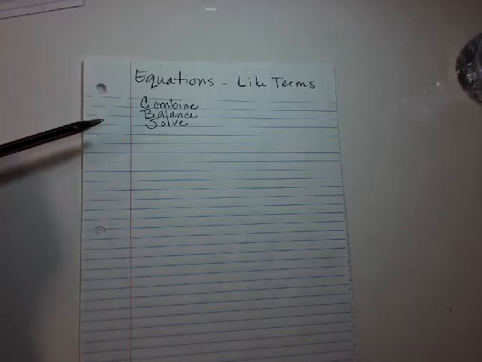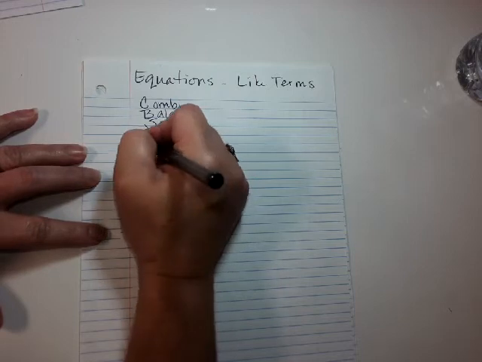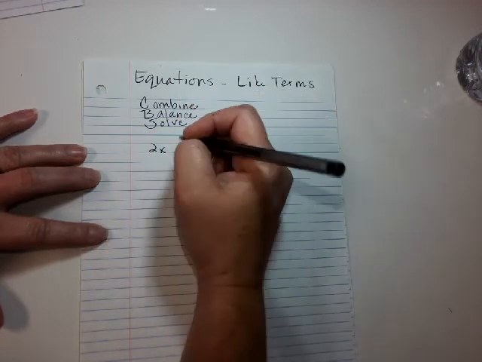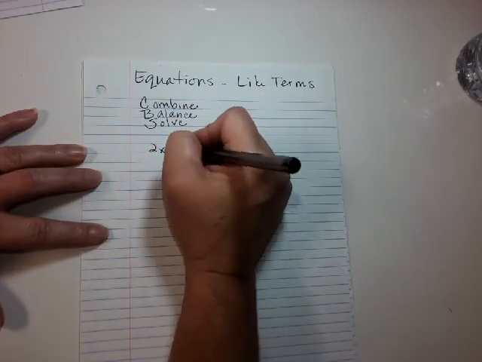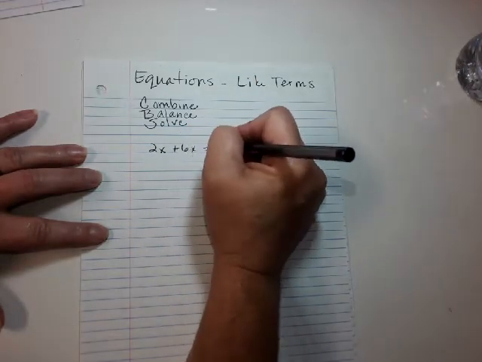In this video, we're going to solve equations that have some like terms. Mr. Robbins introduced us to CBS, where we combine, balance, and solve when we're solving equations. So we'll use that as we go. Let's start with an equation to combine some terms. We're going to do 2x plus 6x equals 16.